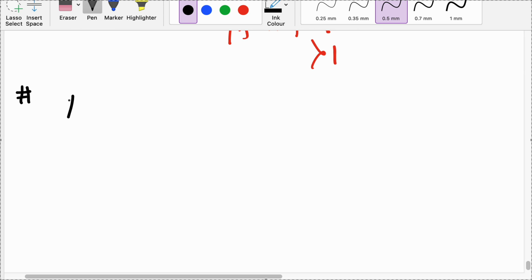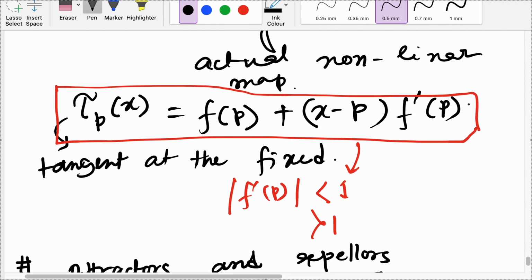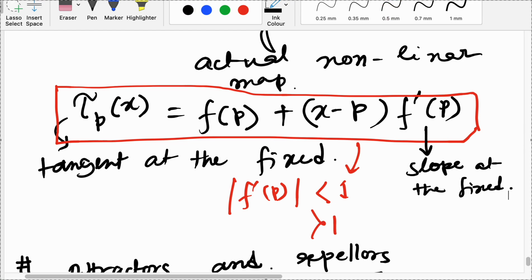So first, define attractors and repellers. From our previous class we know that this slope, f prime p, since this is a tangent, is the slope at the fixed point. Depending upon whether that slope is less than 1 or greater than 1, we can say whether the initial condition will converge to the fixed point or diverge from the fixed point. So let's see.